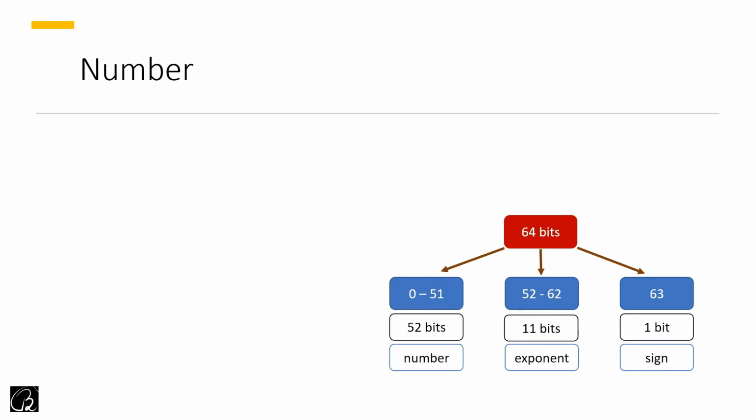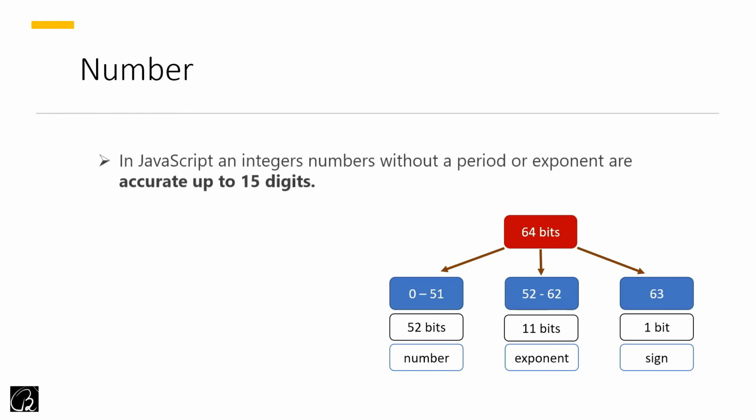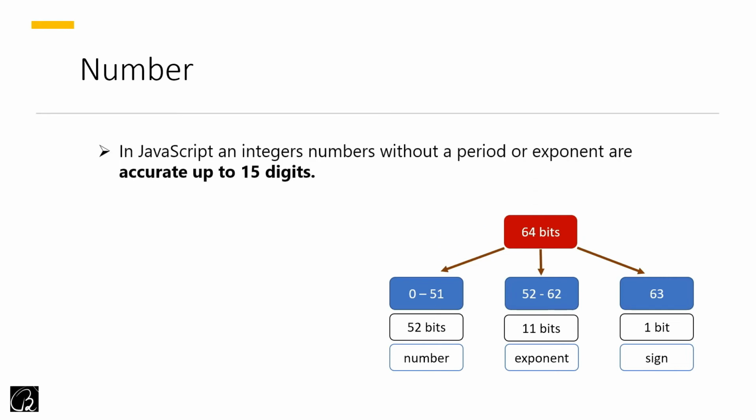Integers without any exponent or period are accurate up to 15 digits. Why 15 digits? Because the exponent is taking 11 bits and the sign is taking 1 bit, so the remaining 52 bits are allocated for storing the integer. That is why we are getting some weird results. So now let's go back to JSBin again.